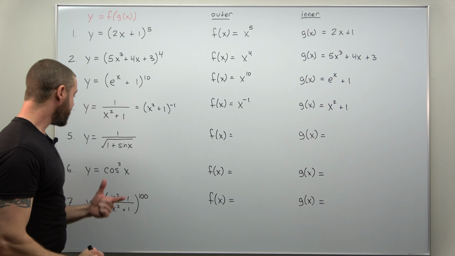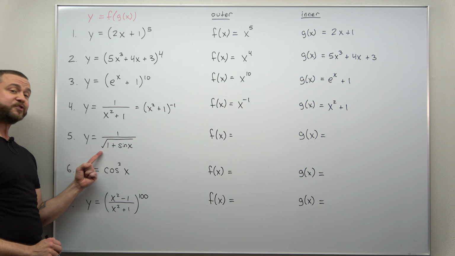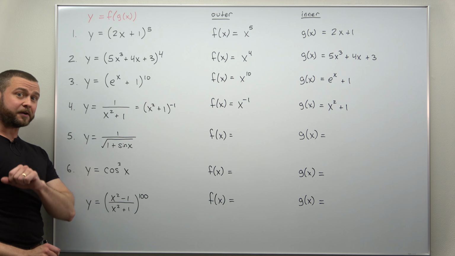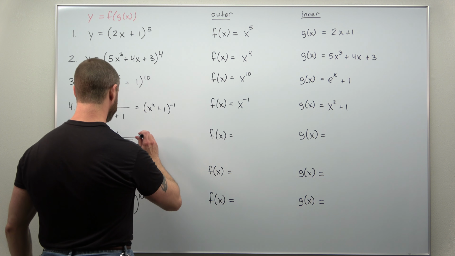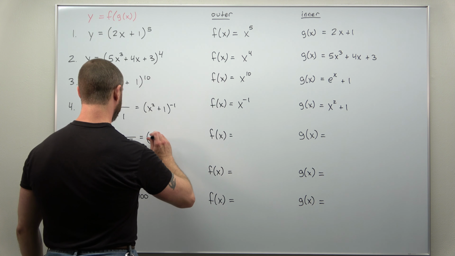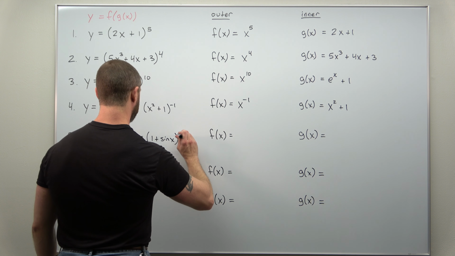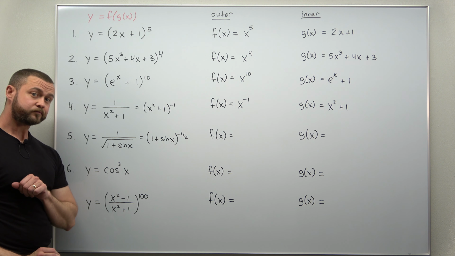You can probably see how we're going to rewrite example 5. We're going to think of a square root as being a 1/2 power. A square root in a denominator, we can write that as a negative 1/2 power. So let's rewrite this as 1 plus sine of x, all raised to the negative 1/2 power.